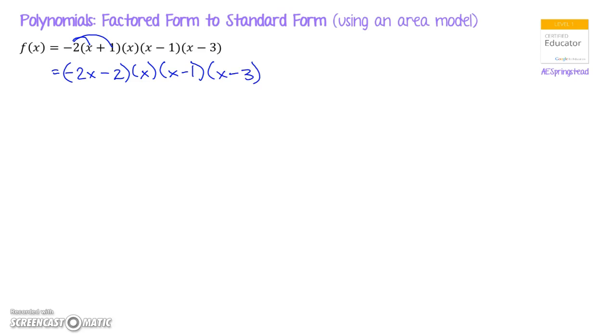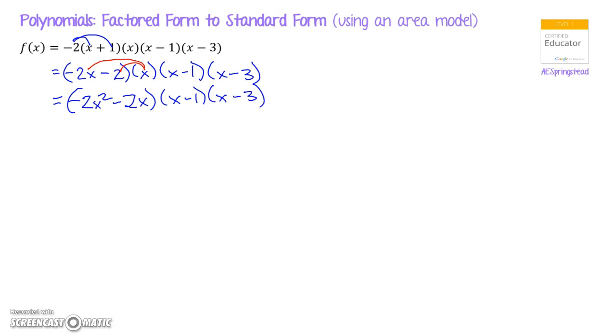And the next step, we're going to again use distributing. I'm going to take this x right here, since there's only one term, and I'm going to distribute it to both terms in the front. So this x is going to be multiplied by the -2x and also by the -2. So -2x times x is -2x squared. -2 times x is just -2x. And then I have the x minus 1 and x minus 3.